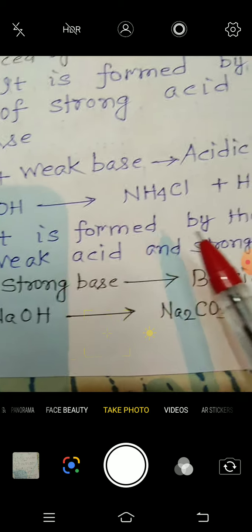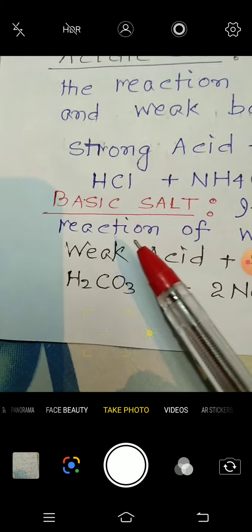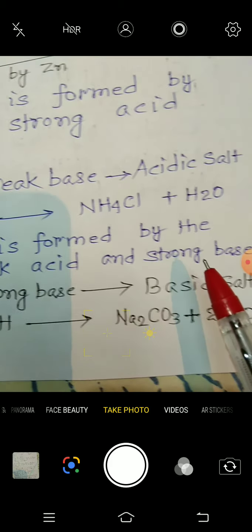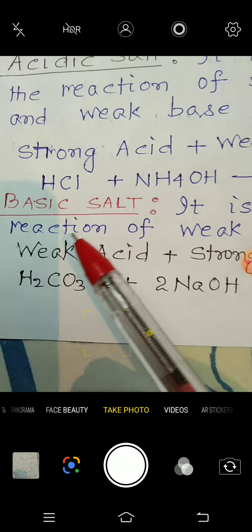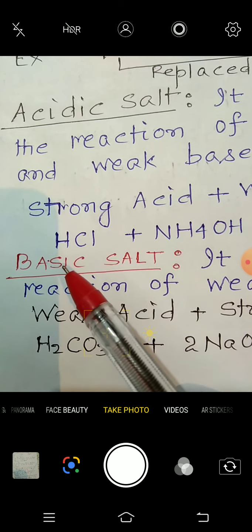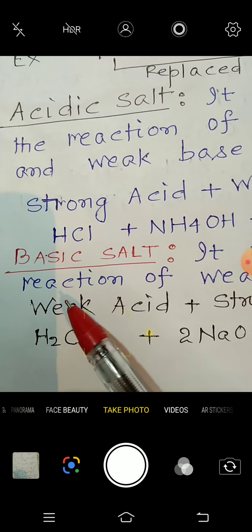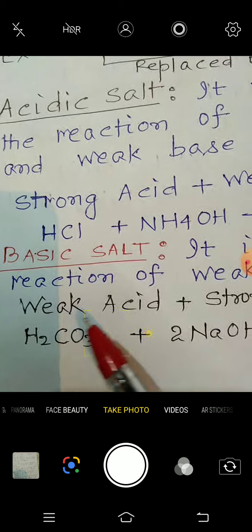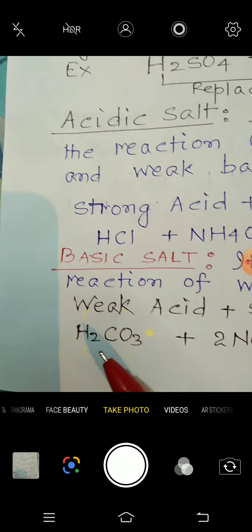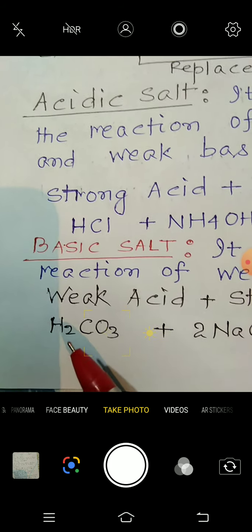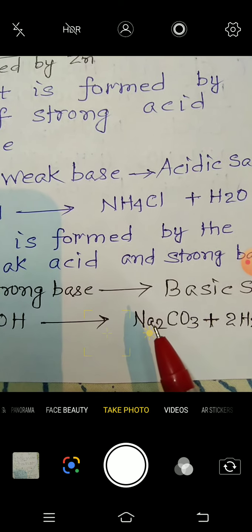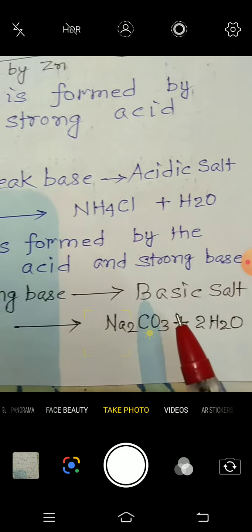Now, basic salt. It is formed by the reaction of weak acid and a strong base. When salt is prepared by the reaction of weak acid and a strong base, then it forms basic salt. So weak acid plus a strong base gives basic salt. H2CO3 is weak acid and NaOH is a strong base, that gives Na2CO3, sodium carbonate, plus water.